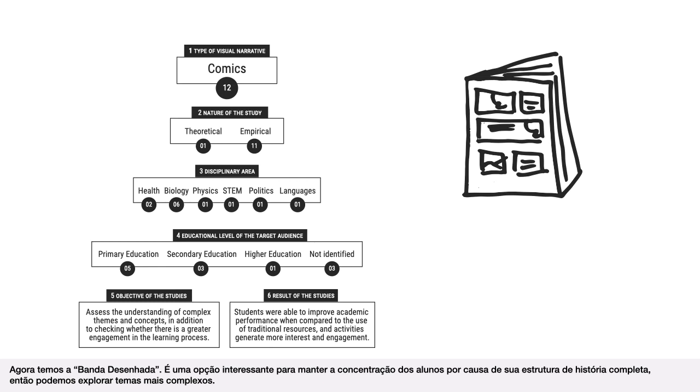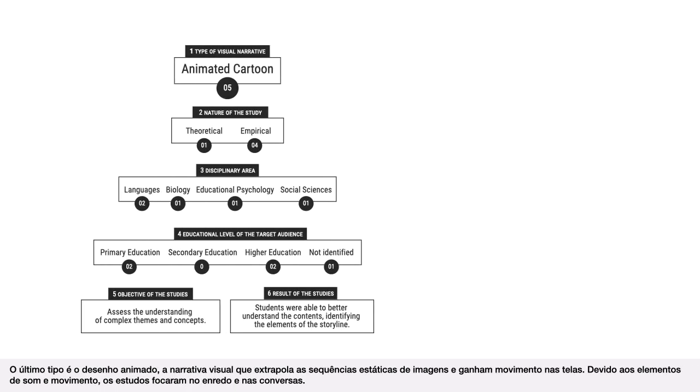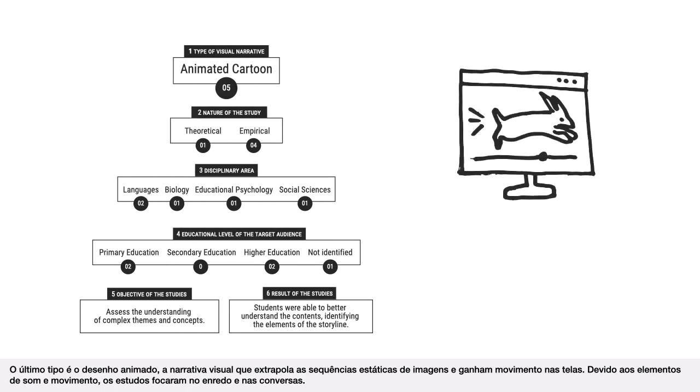complex themes. The last type is the animated cartoon, the visual narrative that extrapolates the sequence of static images and gains movement on the screens. Because of the elements of sound and movement, the studies focus on the storyline and the conversation.